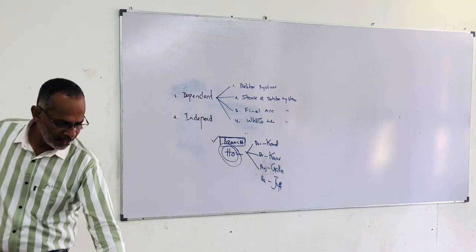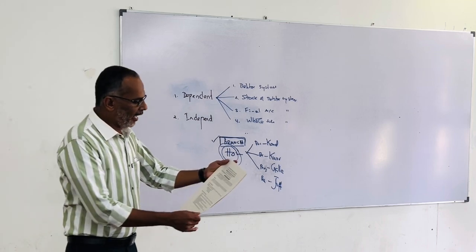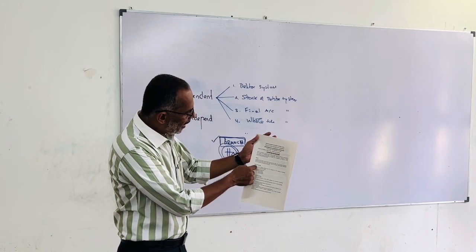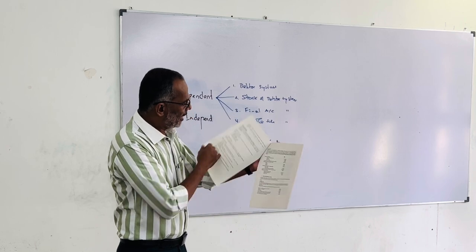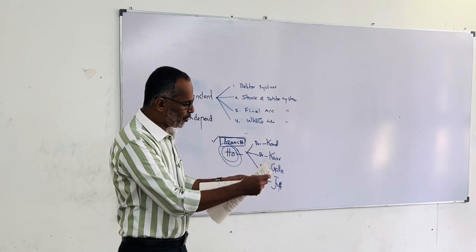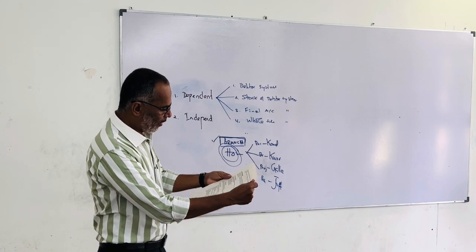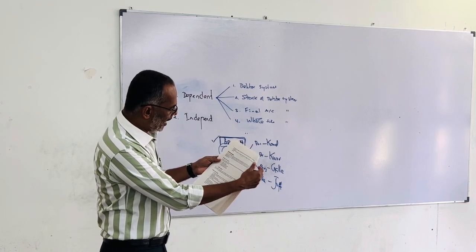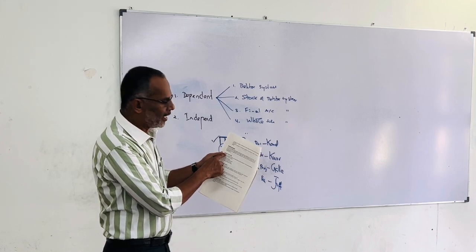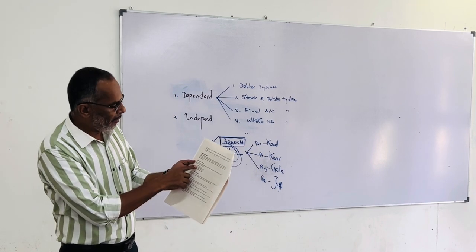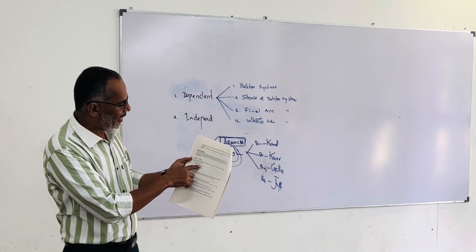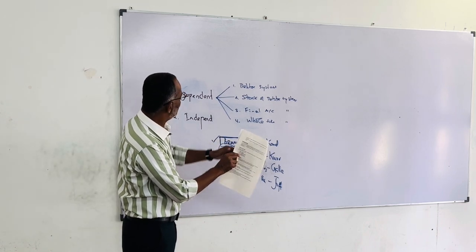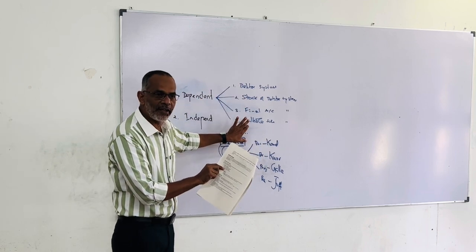Right. Look at it. Up to now I have given the introduction. First one, the branch and the types of branches. Next, on page number 2, I have given the second one, dependent branches. Under the dependent branches, I have given systems of accounting. Number 1, debtors system. Number 2, stock and debtors system. Number 3, final account system. Number 4, wholesale system. Up to this point, I have given.